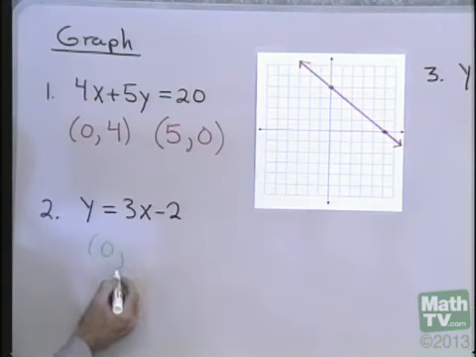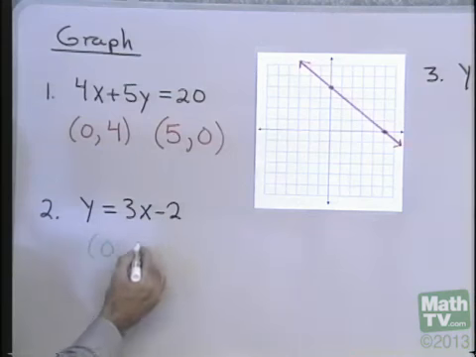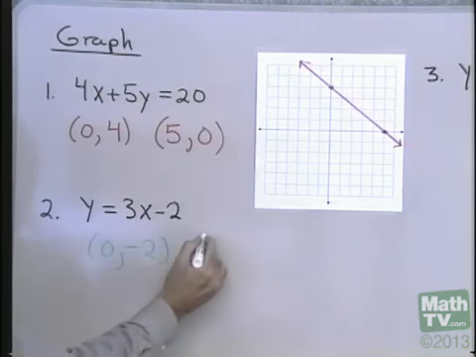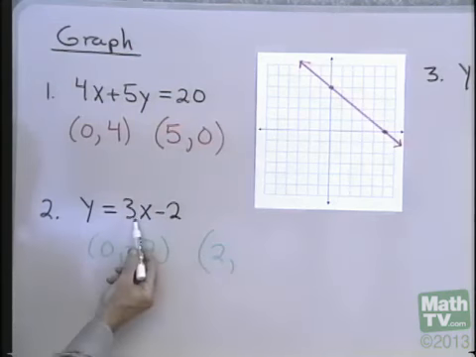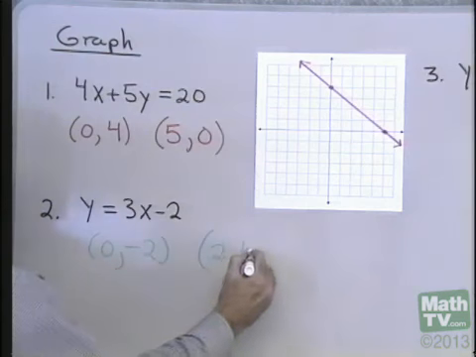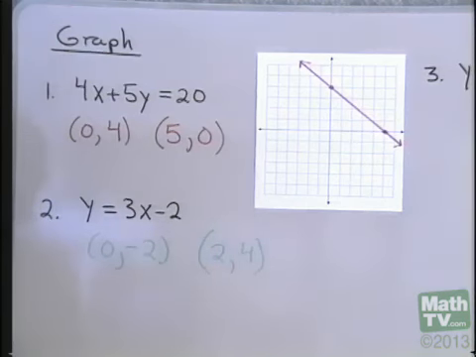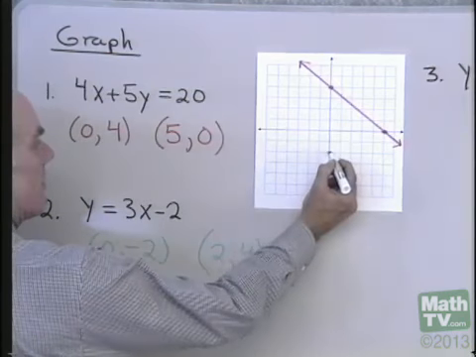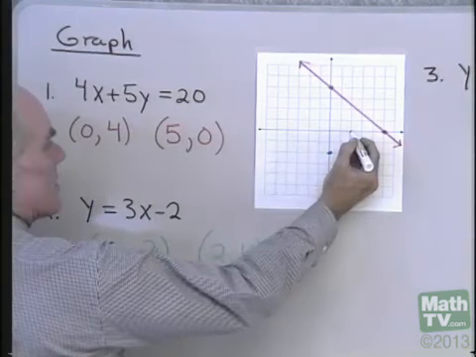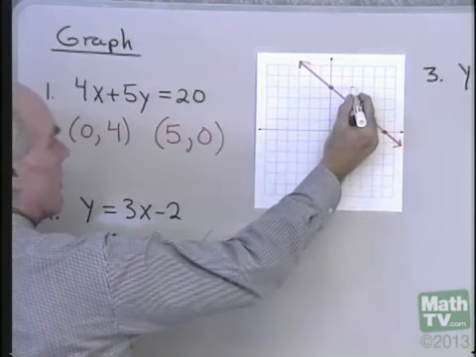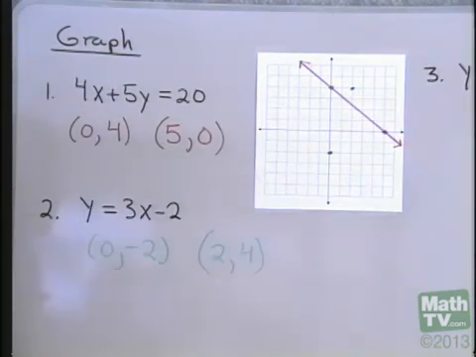I'll start with x equals 0, then y is equal to negative 2. And how about if we try x is equal to 2, y is equal to, let's see, 3 times 2 is 6, subtract 2 is 4. Well, there's 2 points. We could find another point if we want, but these should be good enough. When x is 0, y is negative 2. And when x is 2, y is 4. So when x is 2, y is 1, 2, 3, 4. So that point is on the graph also.